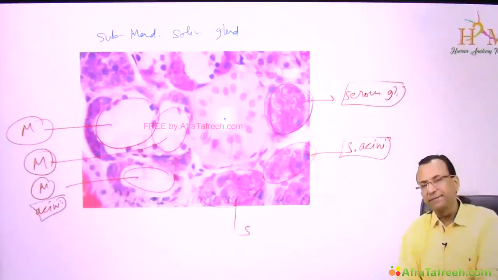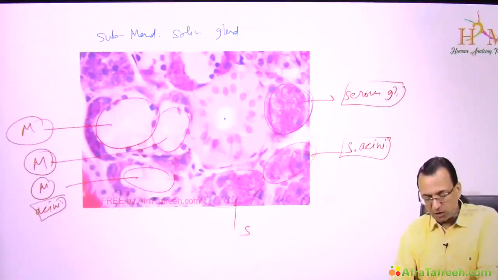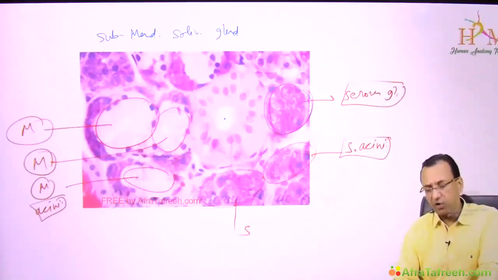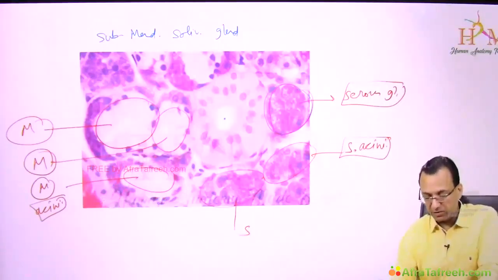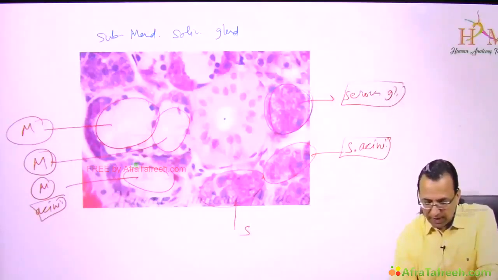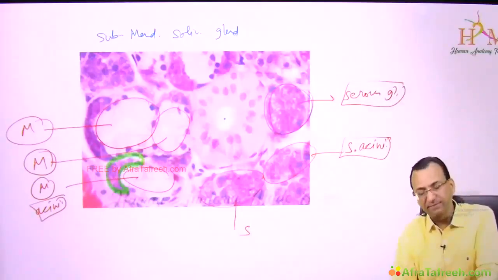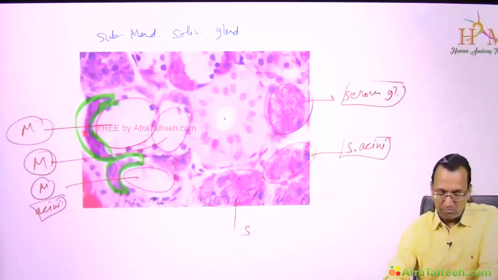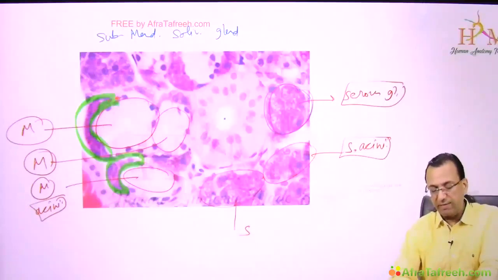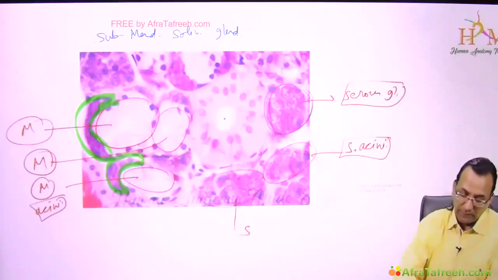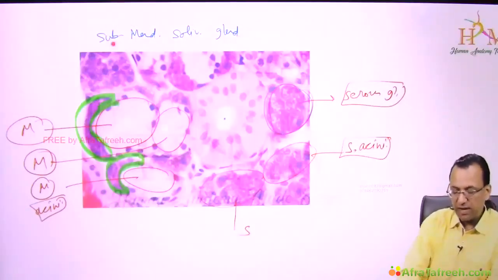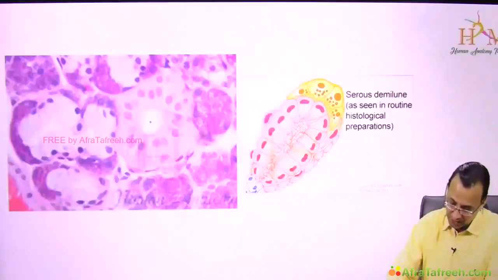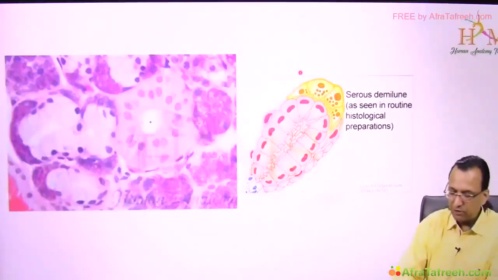Can you see one more thing here? This is one mucinous acinus, and over that you have a cap of serous gland. So you are having a cap of serous gland on mucinous gland. Yes, this is called serous demilune. Serous demilune, seen in mixed type of gland, seromucinous gland, like submandibular salivary gland. You see here, there is a serous cap on a mucinous gland.